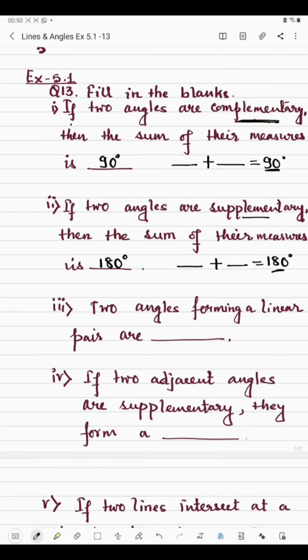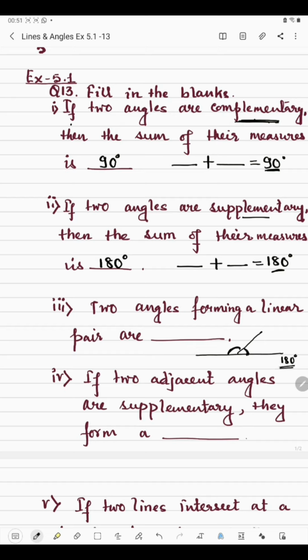Okay. Now in the third part we have, two angles forming a linear pair are dash. Now if I draw a straight line, then it makes 180 degree, right? Because it is forming a straight angle, that's why it is 180 degree. Now if I make two angles on this straight line, then it makes a linear pair, because the sum of these angles makes 180 degree, so it's a linear pair.